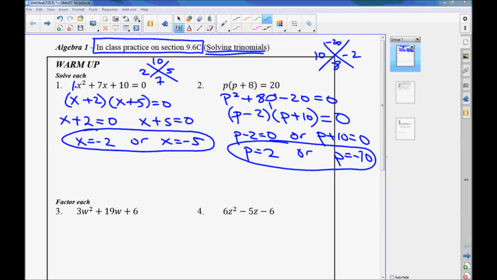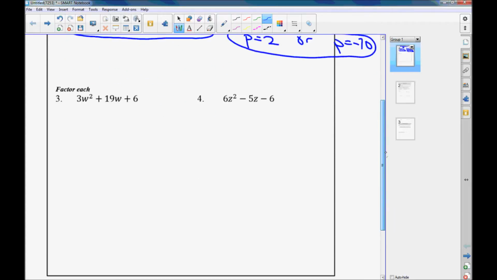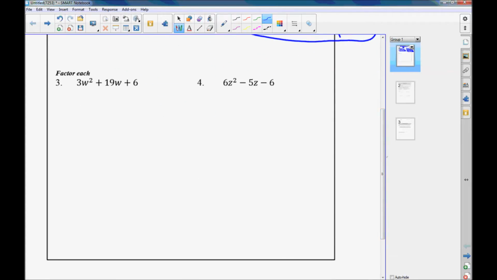All right. Number 3 and 4, we're not solving here, we're factoring. So same thing as before, we're going to use our box method. So two numbers that multiply to 18 and add to 19. Remember the 3 and 6. Okay. And the reason why we have to do the box method is because the 3, the leading coefficient, is not a 1. Okay. So these two numbers are easy. It's 18 and 1. So we'll make our box.